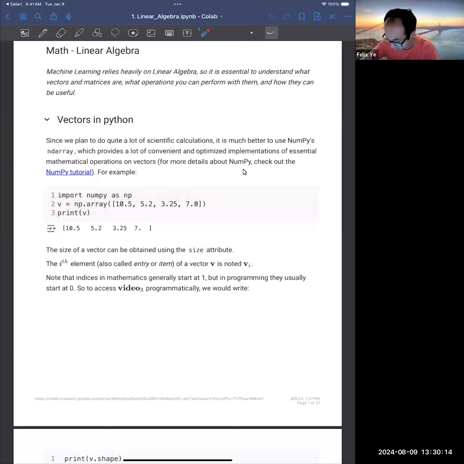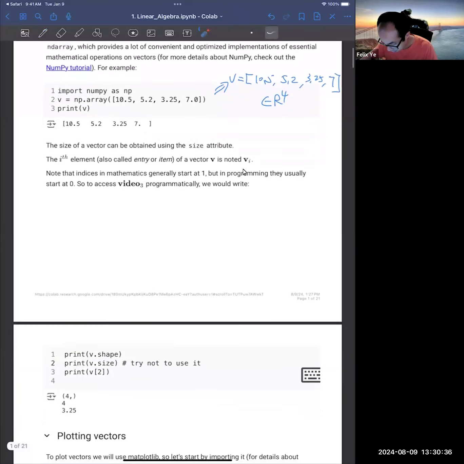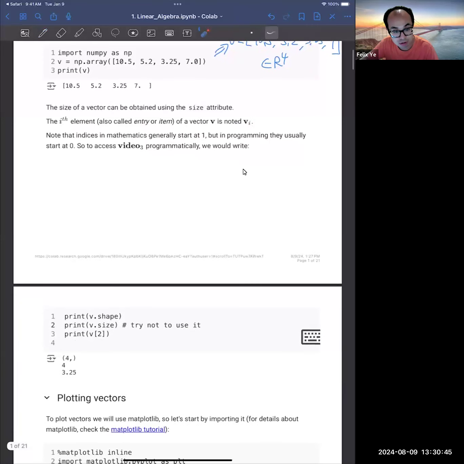So this is actually an array. This tells you v is equal to this, with 3 dimensions. Let's start with 4 dimensions, in R4. This is fairly straightforward. You can denote the ith element as vi.